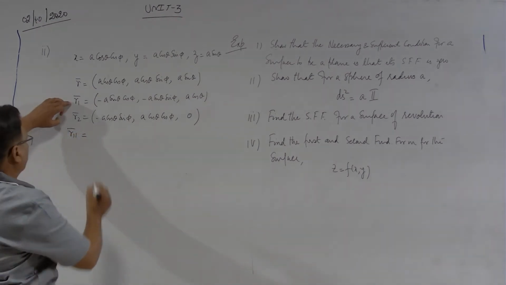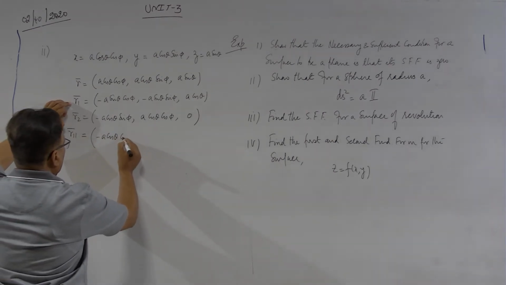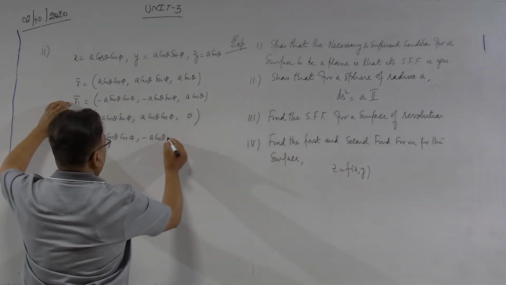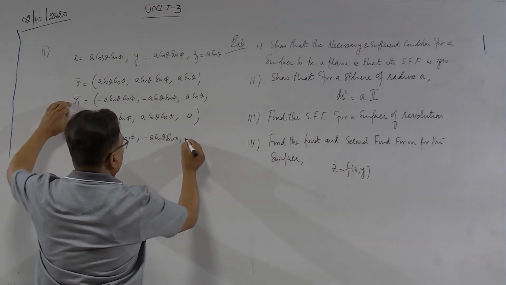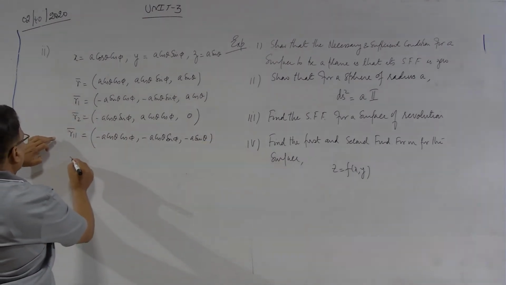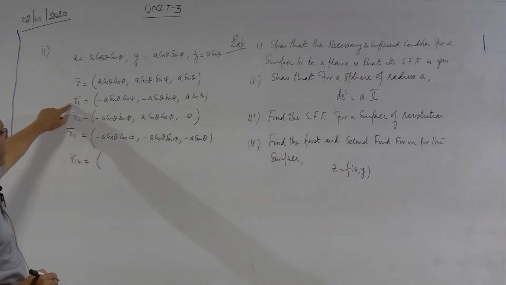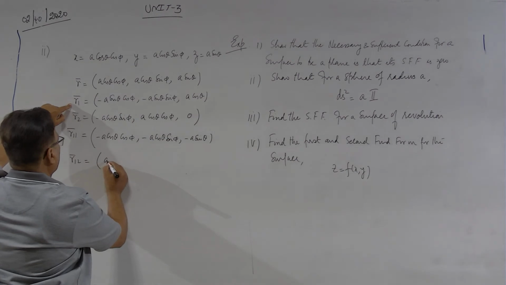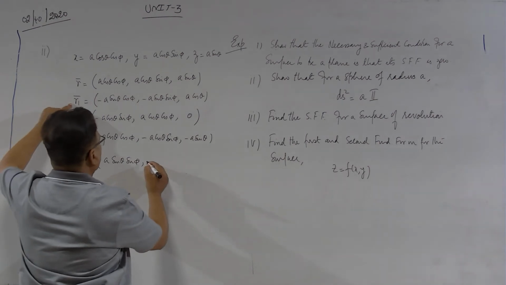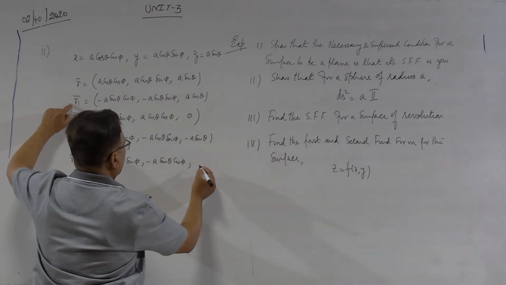So, now this you have to differentiate with respect to theta. So, this is minus a cos theta cos phi, minus a cos theta sin phi, and this is minus a sin theta. R12 you can also write down. So, this is the derivative of R1 with respect to phi. So, that is a sin theta sin phi, and this is minus a sin theta cos phi, and this is 0.